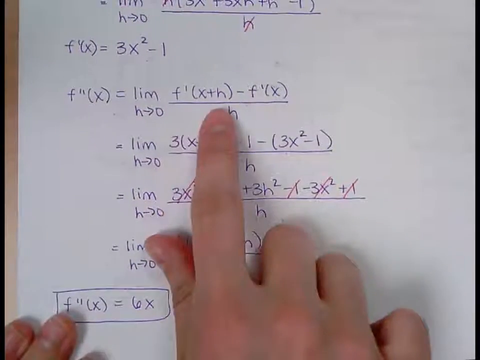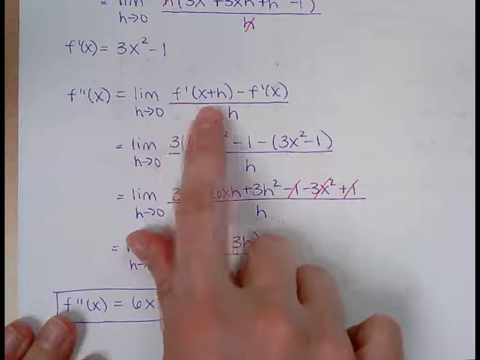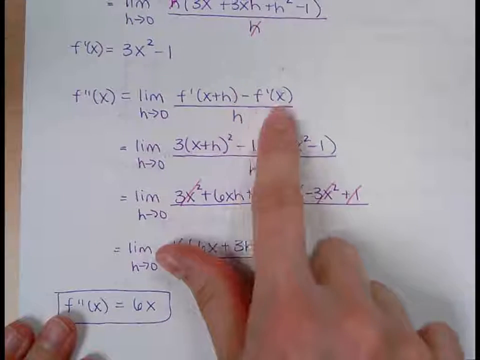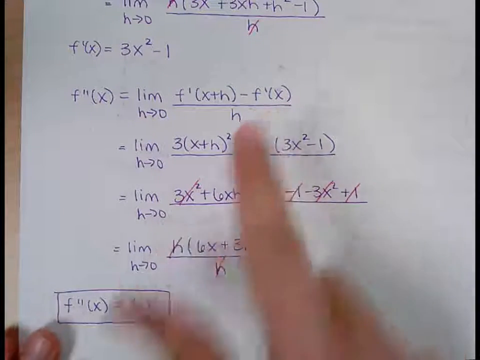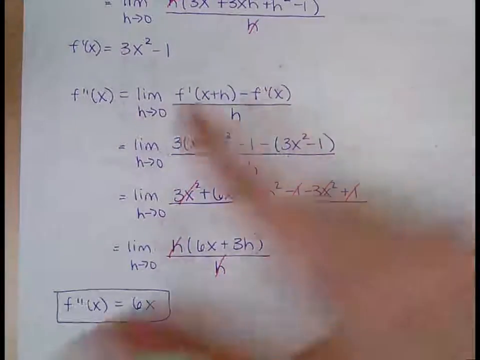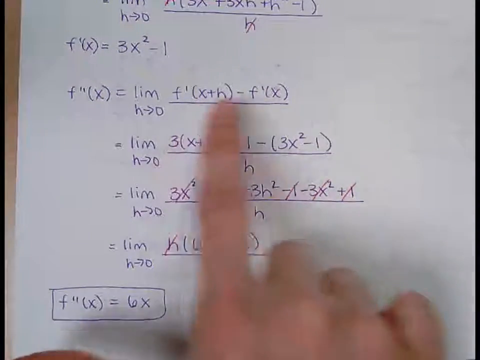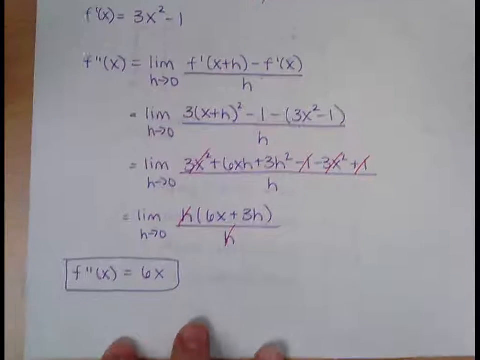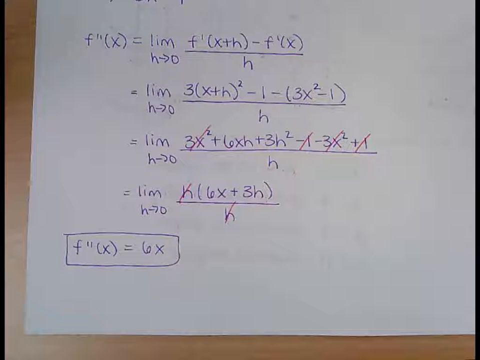It's no longer f of x plus h, but it would be f prime of x plus h, because you're now substituting into f prime, and then minus f prime of x instead of f of x. So the limit essentially is the same, but if you're writing the formula for f double prime, just make sure that you're including the f prime of x plus h and the f prime of x. But it is 6x for your second derivative.